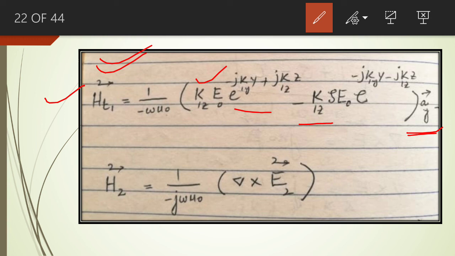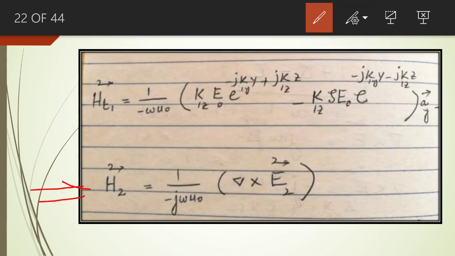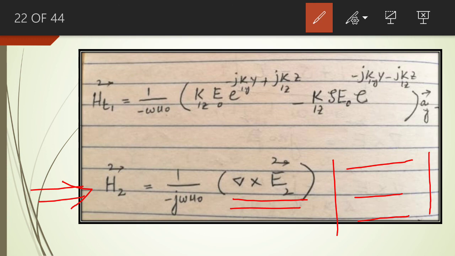Let us calculate the tangential component of H2. H2 will be in medium number 2. H2 is the magnetic field intensity of this wave in medium number 2. So we can calculate H2 with the help of this particular equation. H2 will be equal to 1 over minus j omega mu naught, and then we have the curl of the electric field intensity E2, and the curl of the electric field intensity E2 can be calculated with the help of a determinant, which is on the next slide. So the determinant on the next slide will give you the curl of this electric field intensity E2.